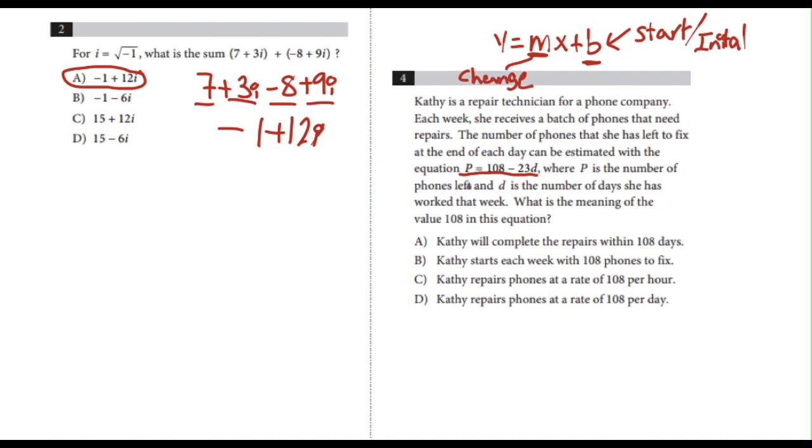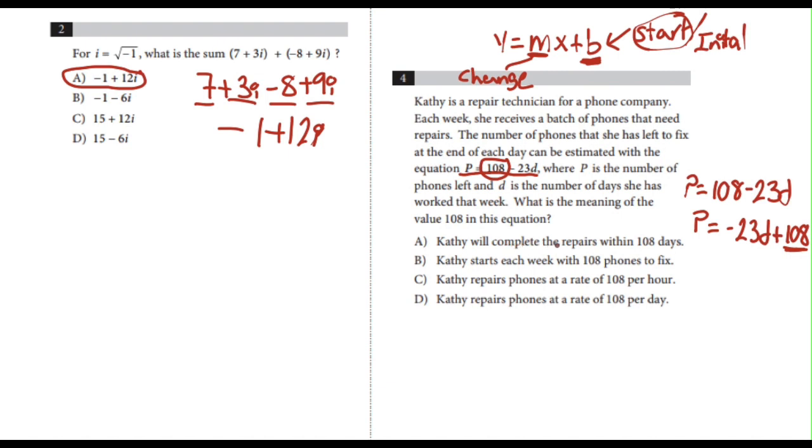So when we relate this to the equation that they gave us, P equals 108 minus 23D, we can switch these two values to make it look more like our slope-intercept form, which would be negative 23D plus 108. It's evident that 108 is in the same position as our b, which represents the starting amount. So since P represents the number of phones left, it's likely that we start with 108 phones. Now let's read the answer choices.